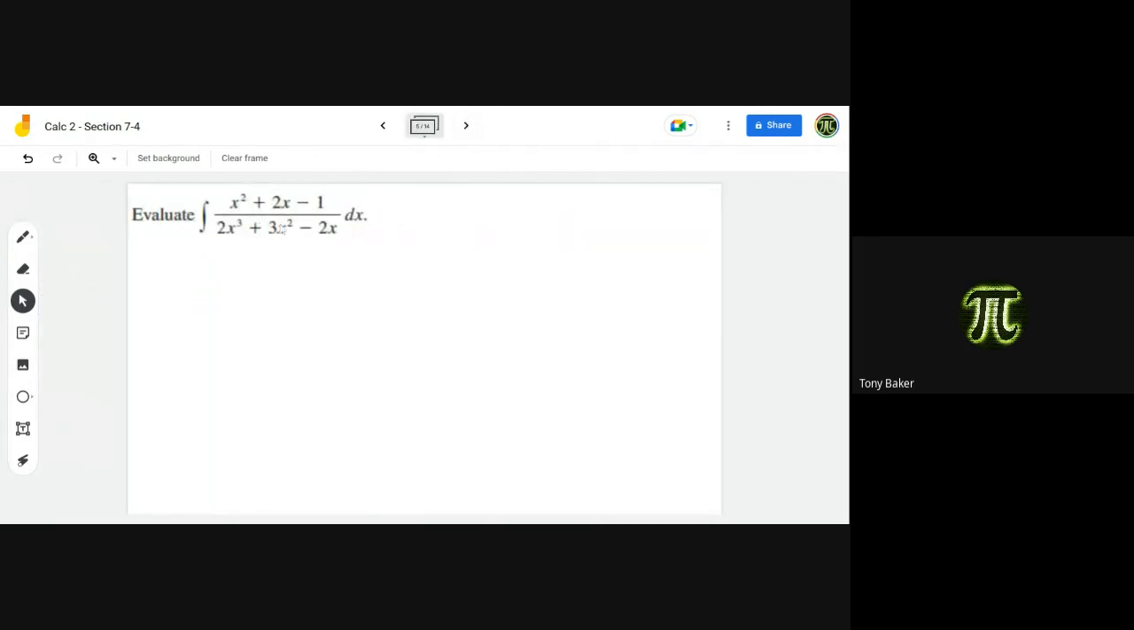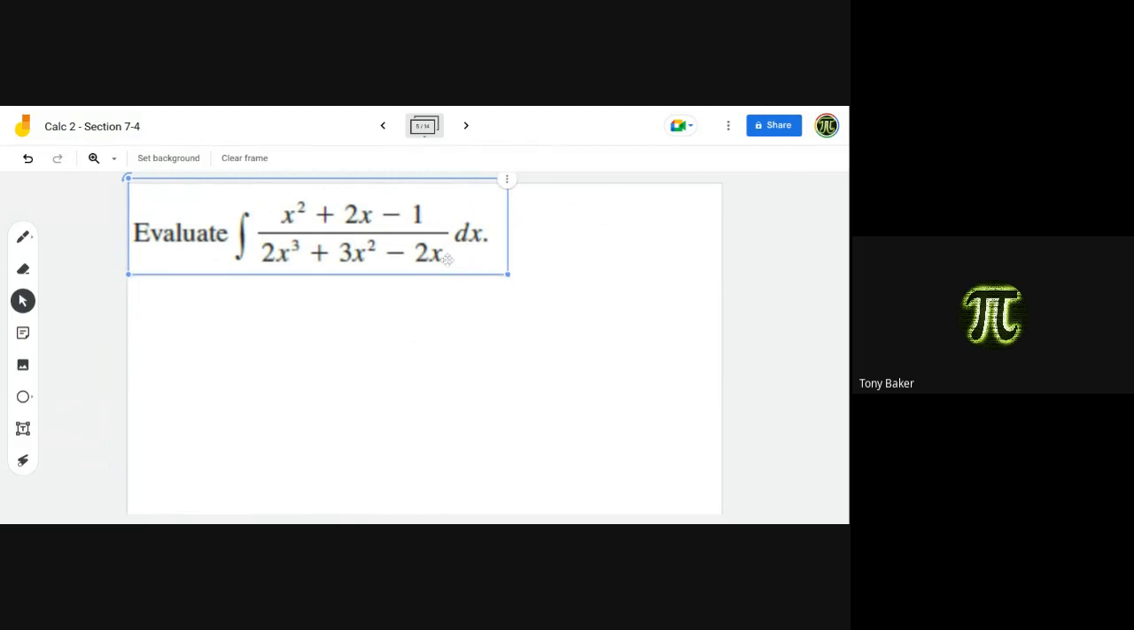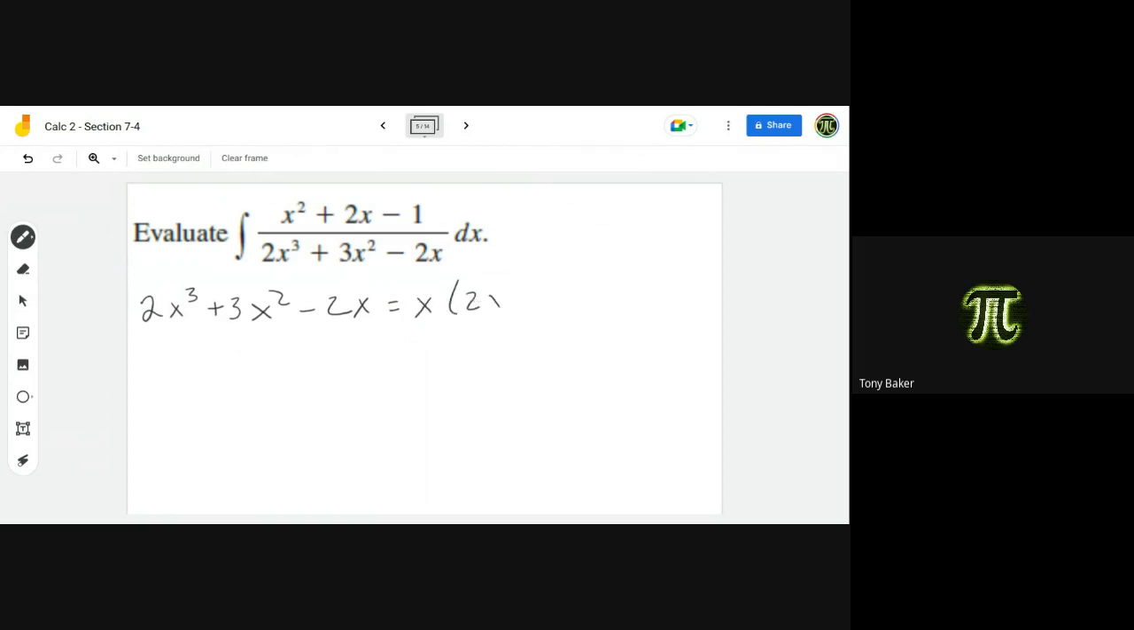All right, let's look at this one. First thing we have to do is factor my denominator: 2x to the third plus 3x squared minus 2x. How do I factor? I can take an x out. So let's take the x out, and I have 2x squared plus 3x minus 2.